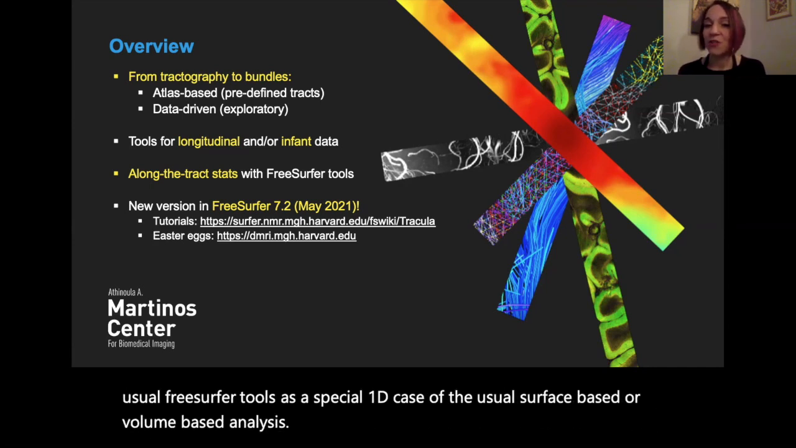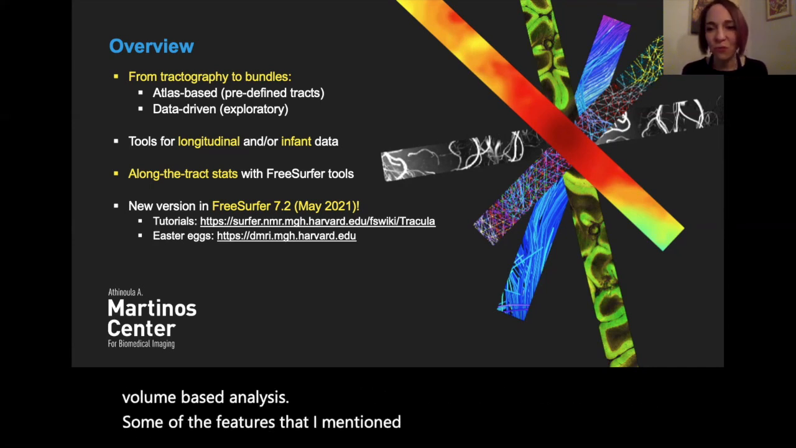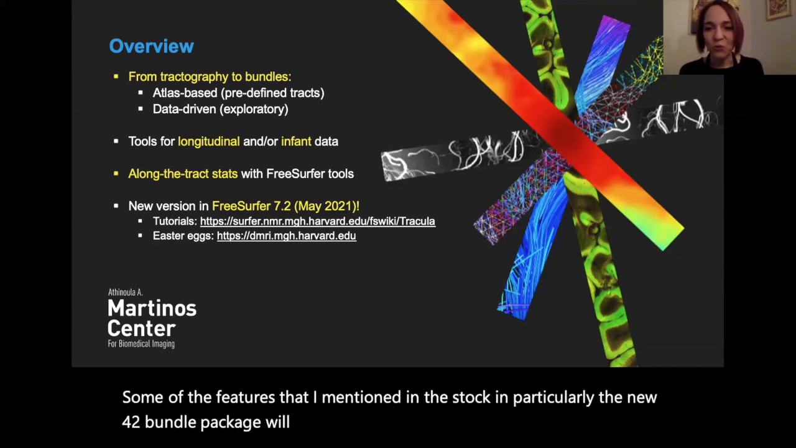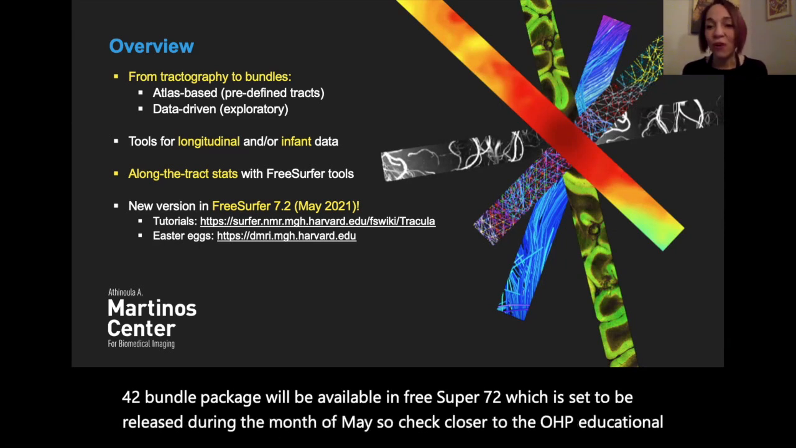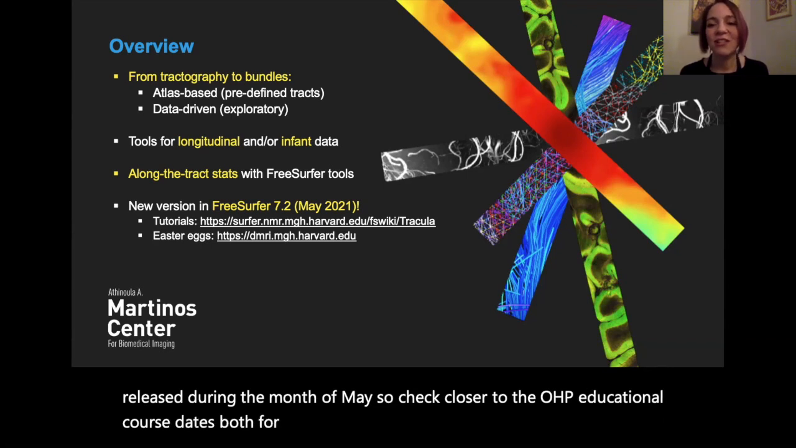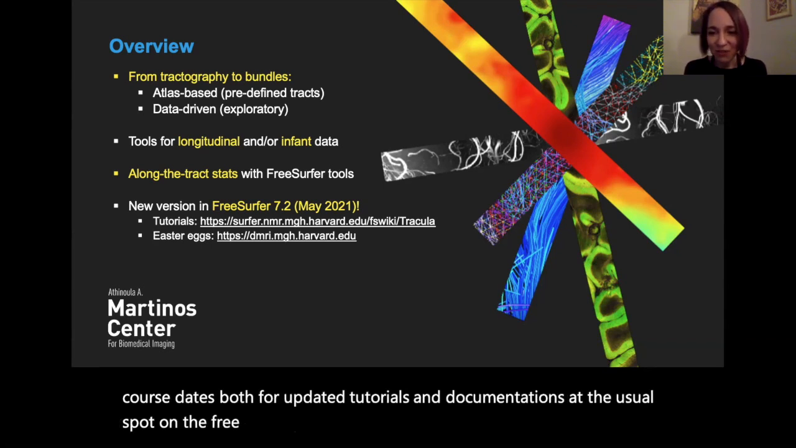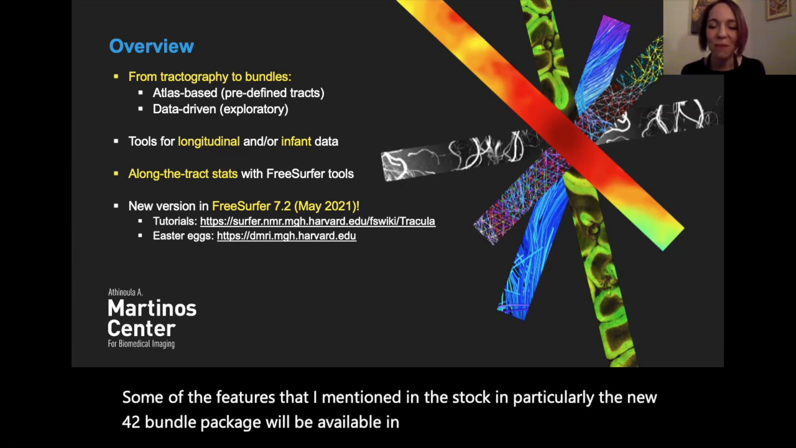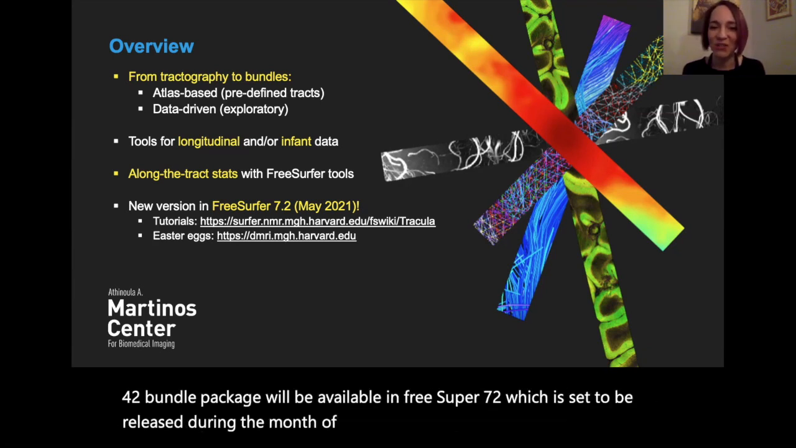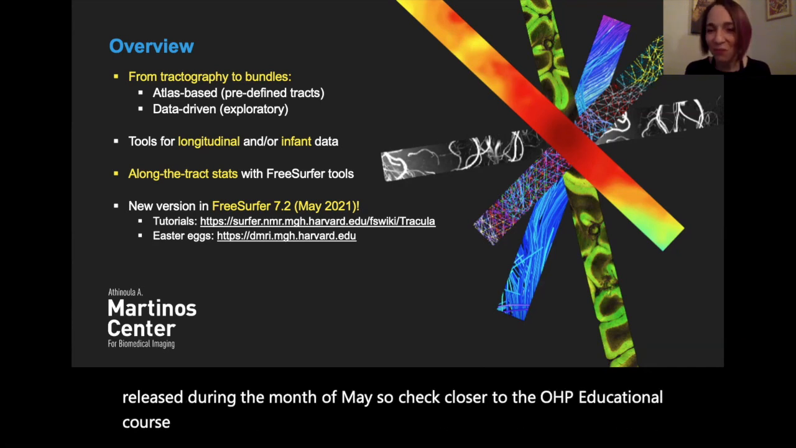Some of the features that I mentioned in this talk, and particularly the new 42 bundle package, will be available in FreeSurfer 7.2, which is set to be released during the month of May. So check closer to the OHBM educational course dates, both for updated tutorials and documentation at the usual spot on the FreeSurfer wiki, as well as some special Easter eggs from a new tract atlas on the new website that we are migrating to, dmri.mgh.harvard.edu. Thank you very much for your attention.